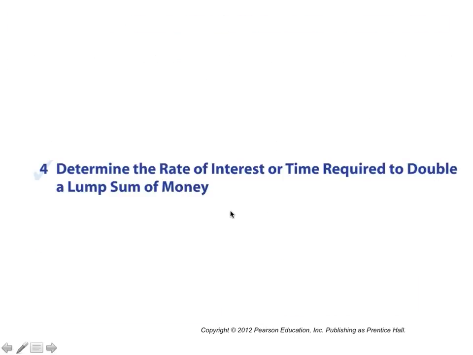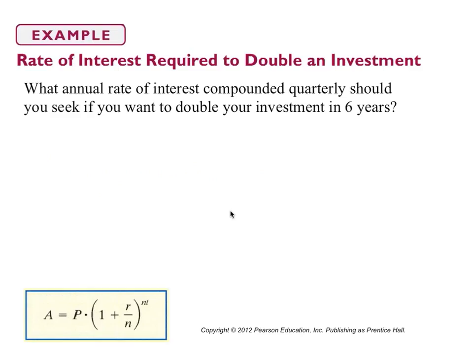Okay, now let's look at determining the rate of interest or the time that it's required in order to maybe double a lump sum of money. So this is a fairly typical question. We want to know what annual rate of interest compounded quarterly you should seek if you want to be able to double your investment in about 6 years.